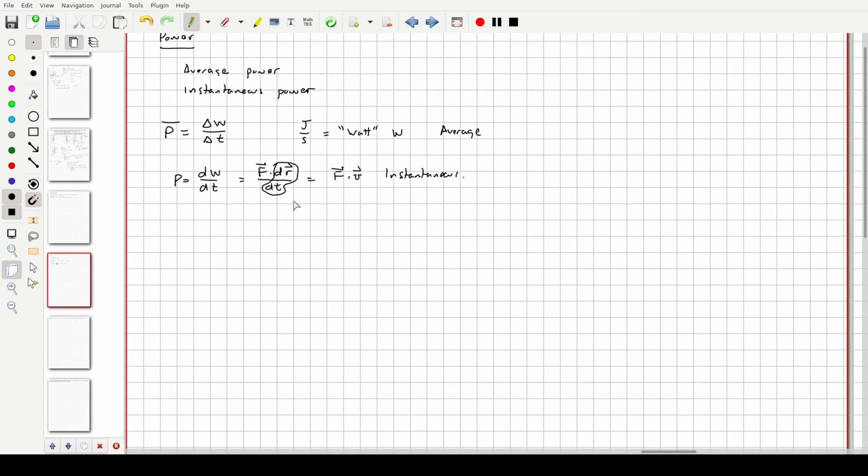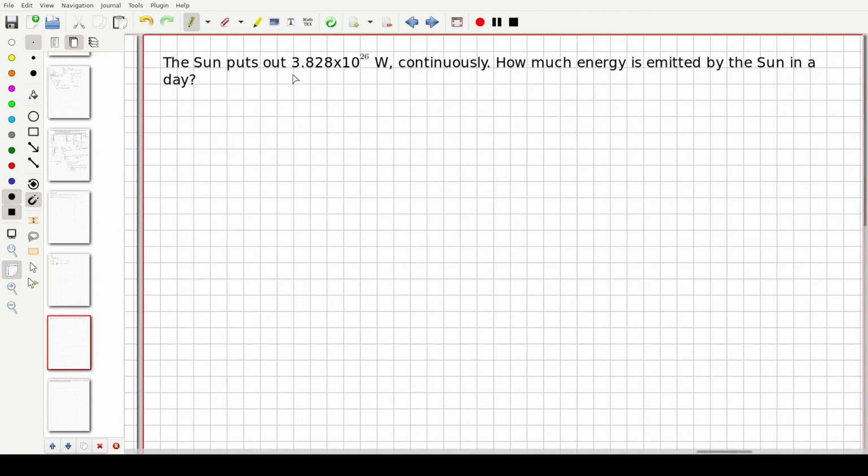Okay. So what I'd like to do is work a real quick example. We're going to do a few more of these. So here's one. The sun puts out 3.828 times 10 to the 26 watts continuously. How much energy is emitted by the sun in a day? In this case, we are given the power, 3.828 times 10 to the 26 watts. We are given the amount of time. It is a day.